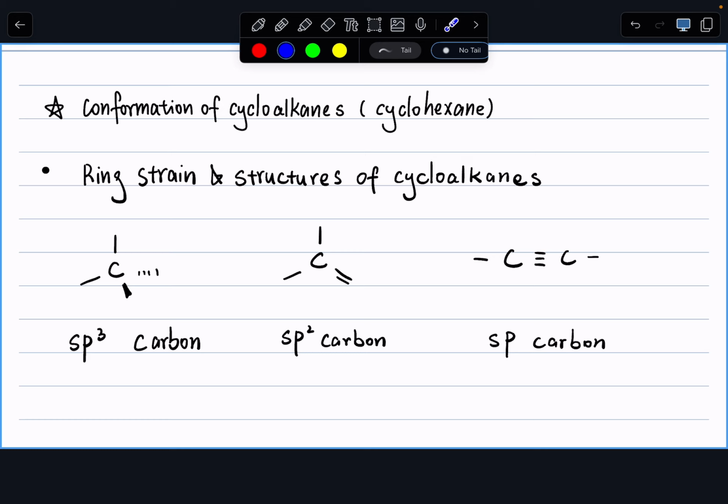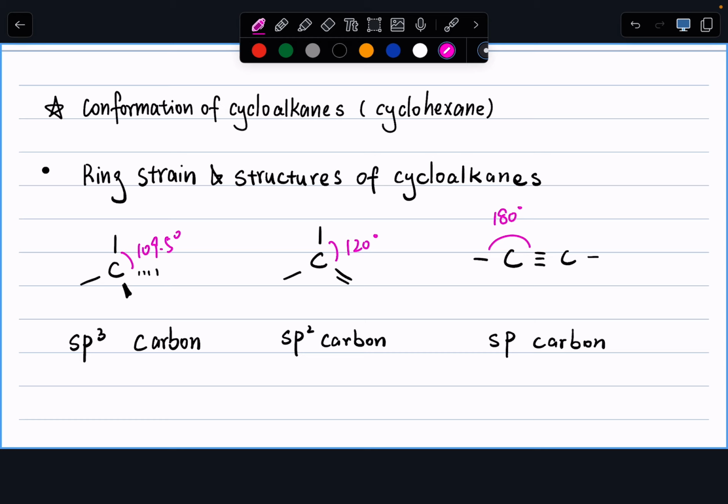It's linear, right? So most of the carbons will have a bond angle of 109.5 because of the tetrahedral angle. When we're talking about sp3 carbon, remember the bond angle between the bonds in my sp3 carbon is 109.5 degrees. For my sp2 carbon, that's about 120 degrees. And for my sp hybridized carbon, this is about 180 degrees.